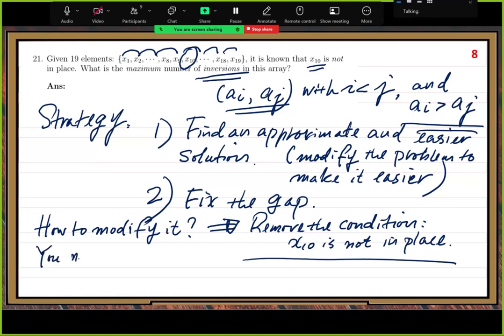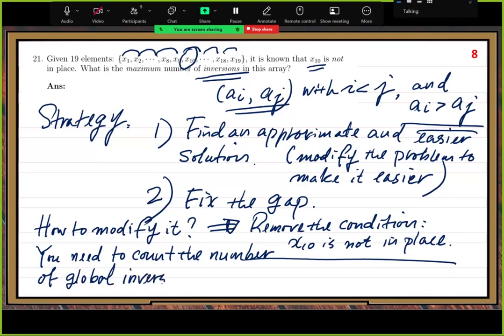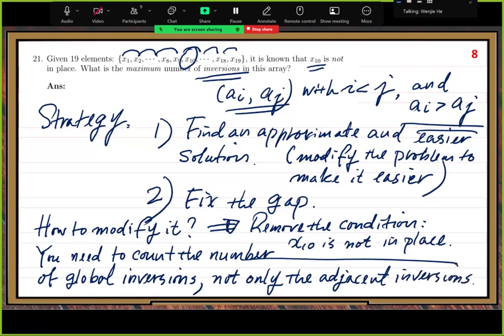You need to count the number of global inversions, not only the adjacent inversions. Because so many students just give me the adjacent inversions.